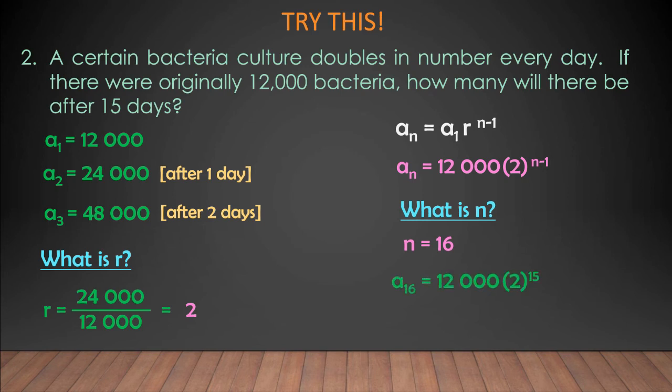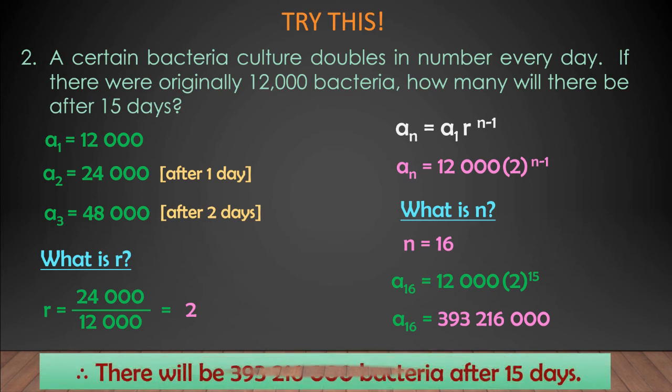So, A sub 16 will be equal to 12,000 times 2 raised to 15. That will be equal to 393,216,000. So therefore, there will be 393,216,000 bacteria after 15 days.